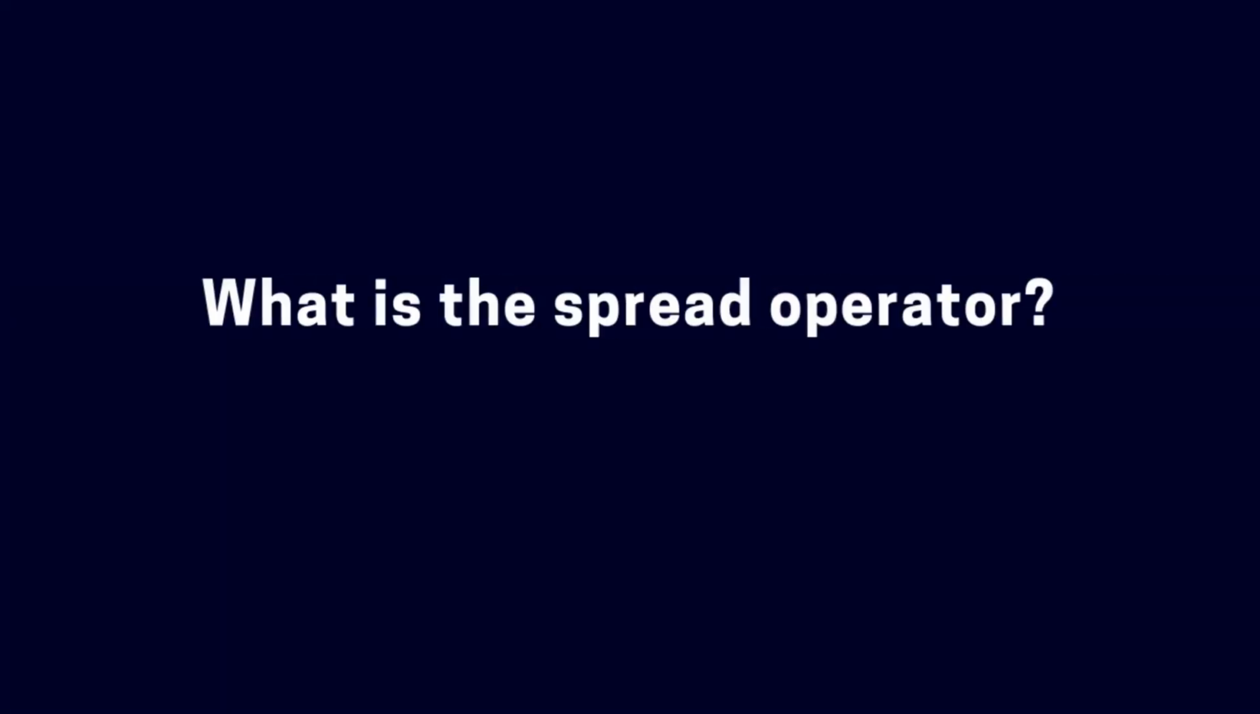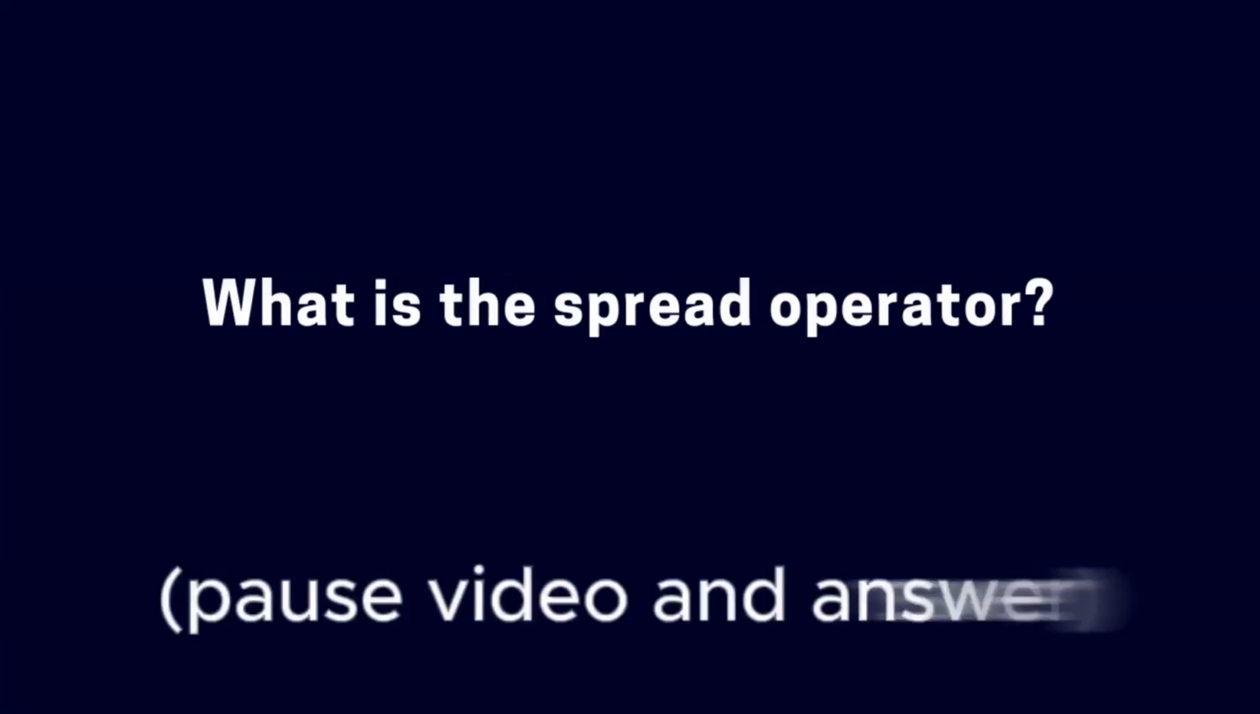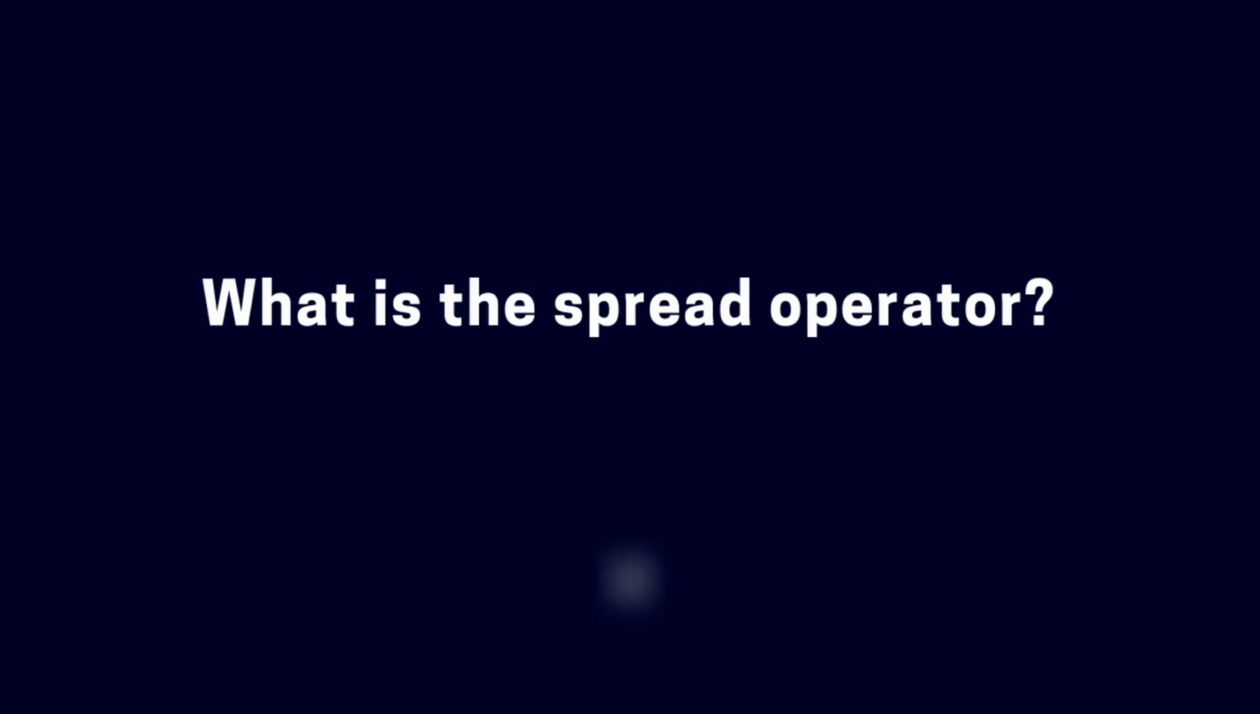What is the spread operator? The spread operator refers to using 3 dots in order to copy over an object. So this could refer to an object literal and copying over the properties. It could also refer to the elements of an array.